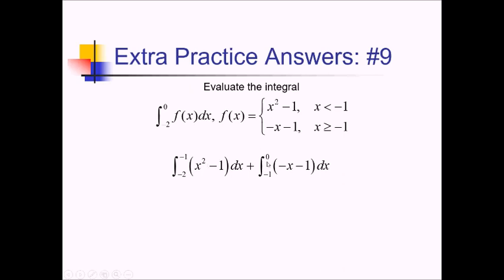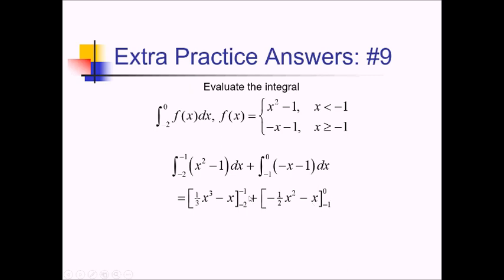So taking their antiderivative separately, for this first one, using the reverse power rule, this is going to be 1/3 x to the third minus x, and that's evaluated from -2 to -1. And we're going to add to that, and now another evaluation box here. This is going to be -1/2 x squared minus x, evaluated from -1 to 0.